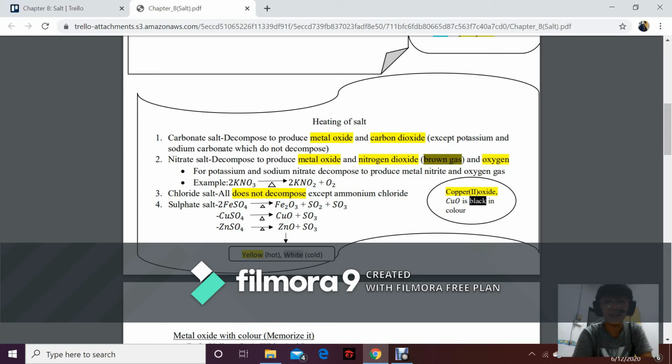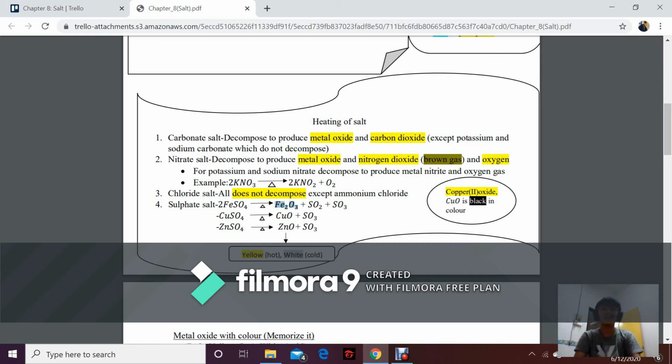This is very special for iron 2 sulfate, because SO2 will be produced. Other than that, it will produce SO3. So the iron oxide Fe2O3 is what color?